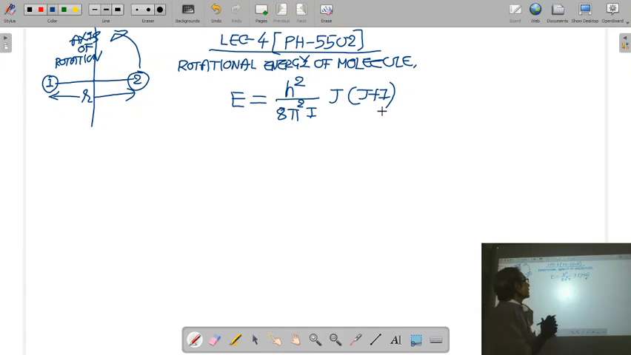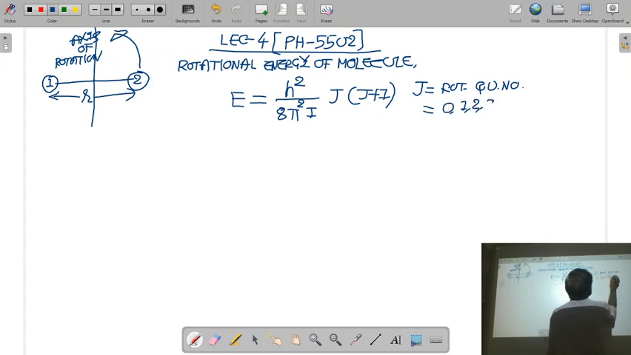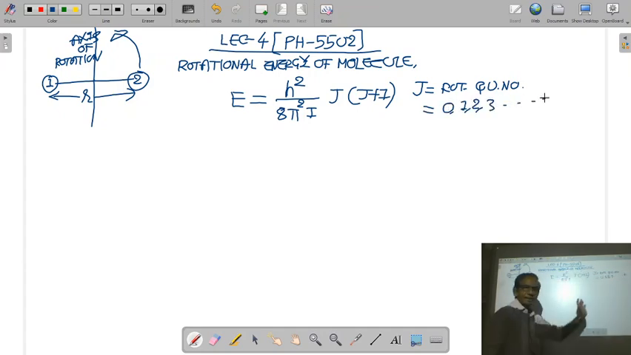Now, in this equation, I is the moment of inertia of the molecule. J is called the rotational quantum number. It can take the values starting from 0, 1, 2, 3 and so on. J equal to 0 is called the lowest rotational level. Okay. Next.